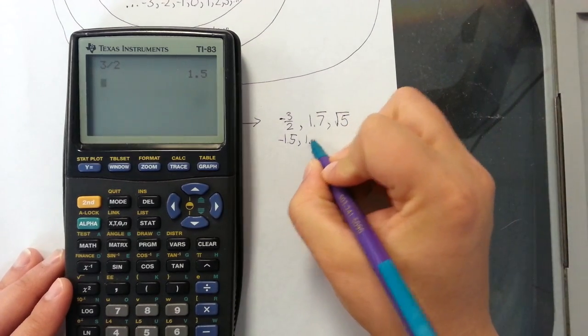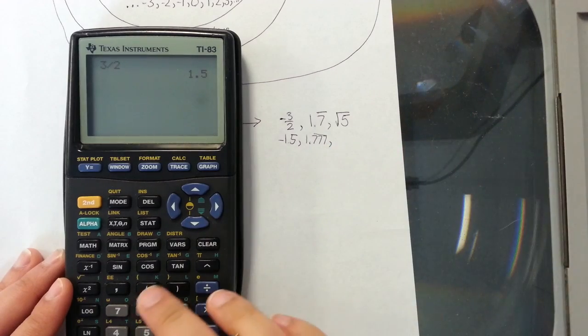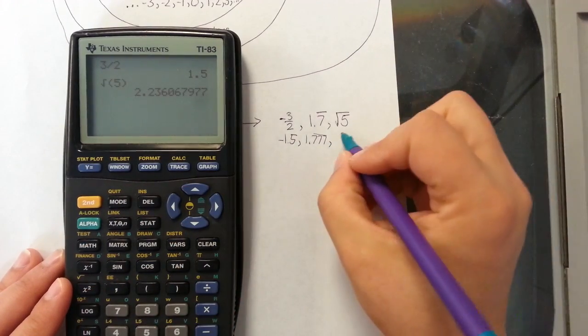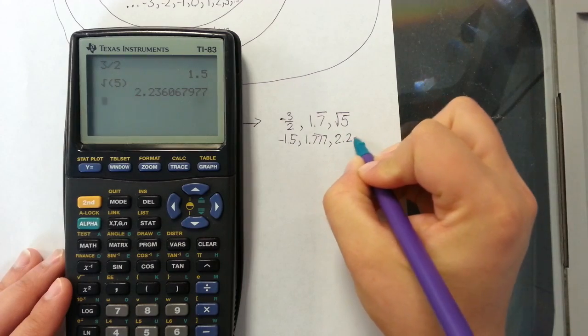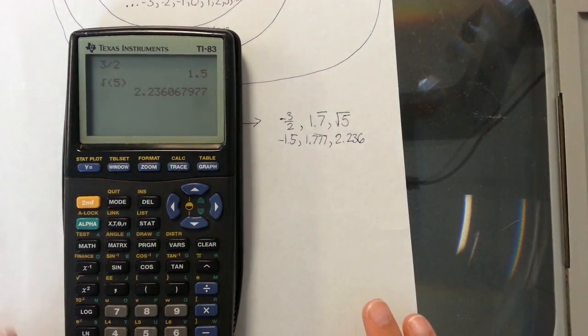And then this one I know is 1.777777. And then in my calculator, I'll do that square root thing again. Square root of 5. This is 2.236. And it keeps on going, but that's where I'm going to stop it.